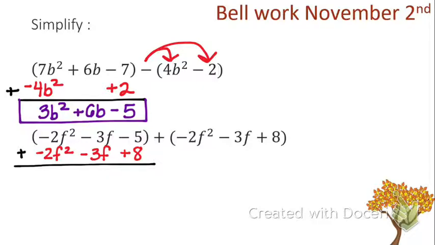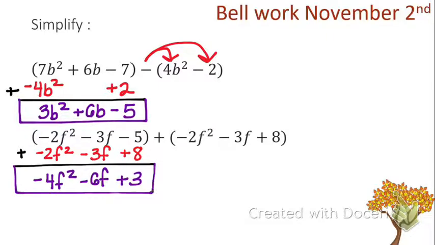So that would be a negative 4f squared. Because negative 2 plus negative 2 is negative 4. What's negative 3 plus negative 3? And then what's negative 5 plus 8? Positive 3. And that would be your answer to the second one. All right, any questions about how we work through that?